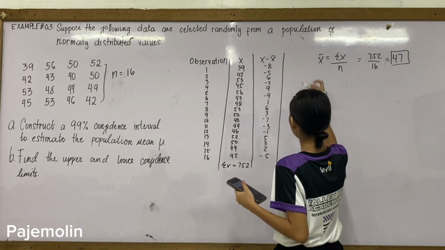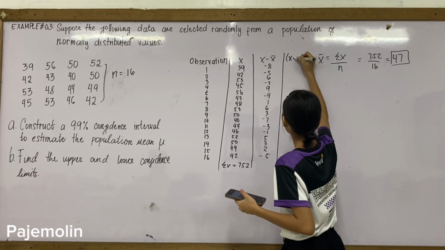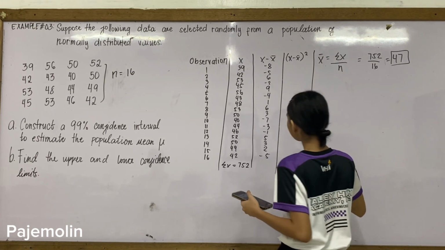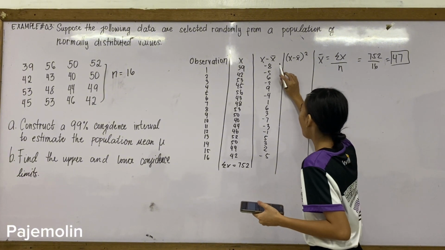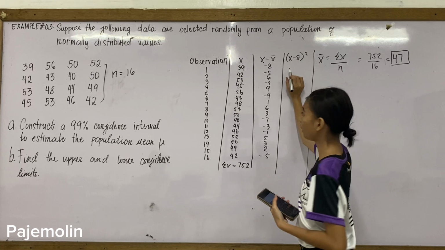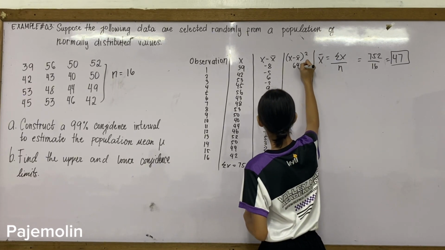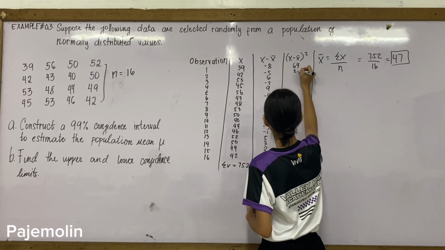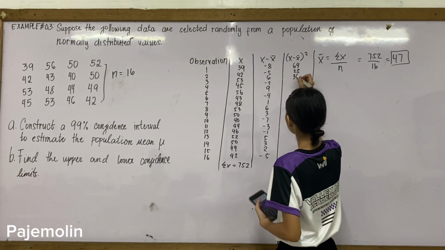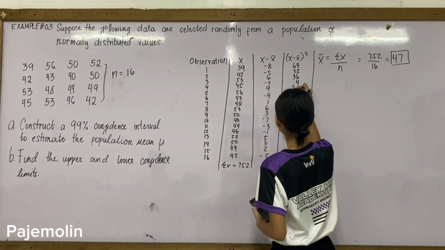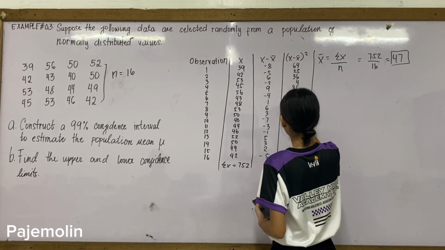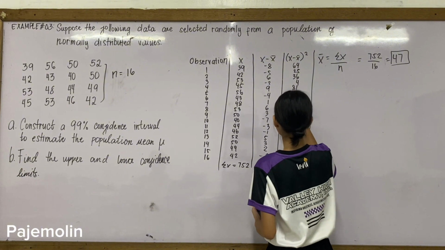For our last column, we have x minus sample mean, squared. Basically, we'll just multiply them by themselves. So negative 8 times negative 8 is 64. Negative 5 times negative 5 is 25. 6 times 6 is 36. Negative 2 times negative 2 is 4. 9 times 9 is 81. Negative 4 times negative 4 is 16. 1 times 1 is 1. 6 times 6 is 36.